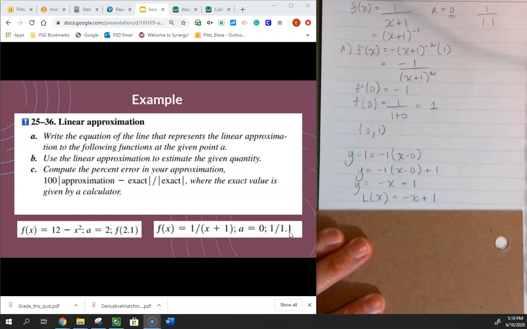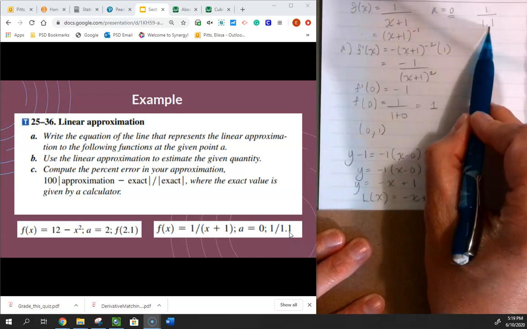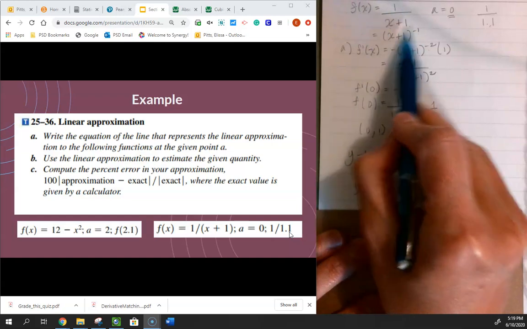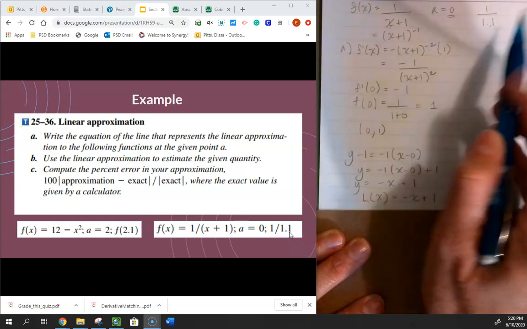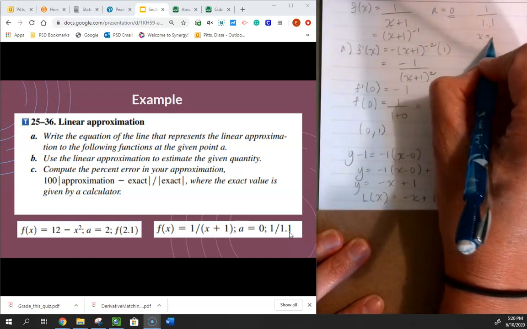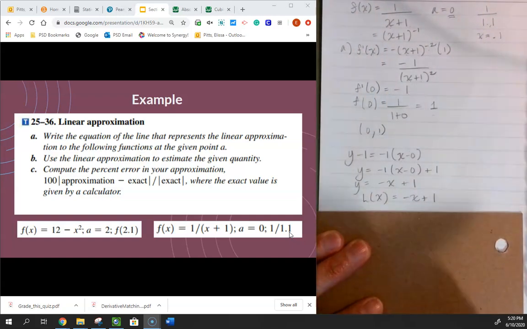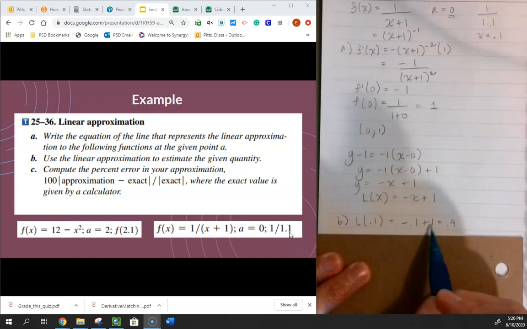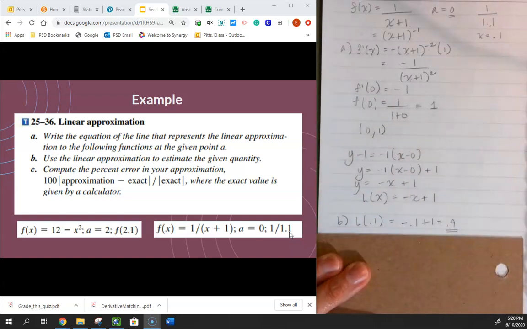That's fine. Now, this is where it gets a little bit weird. They want us to approximate 1 over 1.1, or 1 over something plus 1. Well, 1.1 is equal to 0.1 plus 1, and so this is telling us that x is equal to 0.1. And so we're going to take this 0.1 and put it into our linear approximation. -0.1 plus 1 is 0.9. So this is the estimation using our linear approximation.